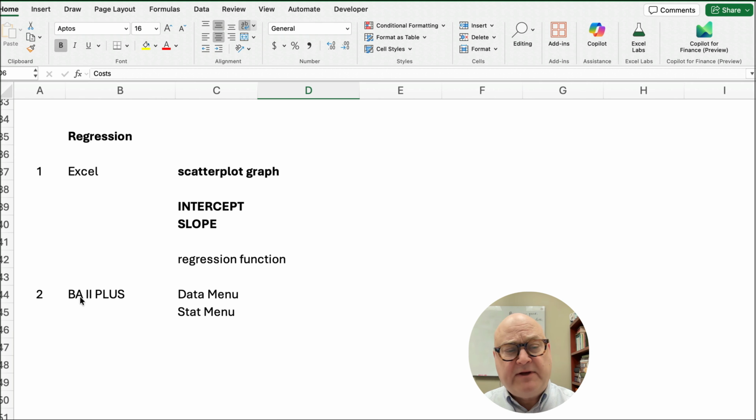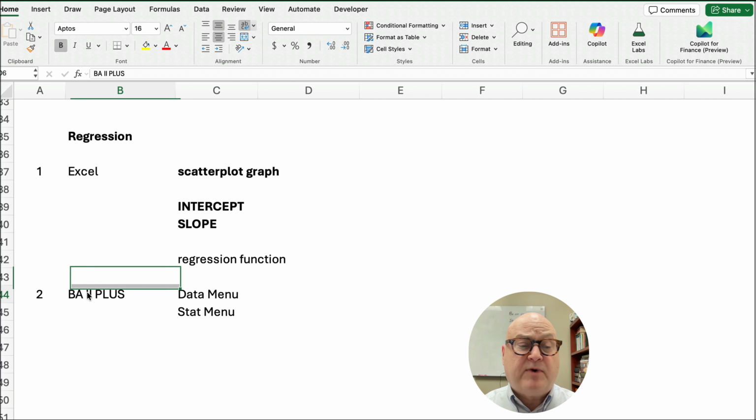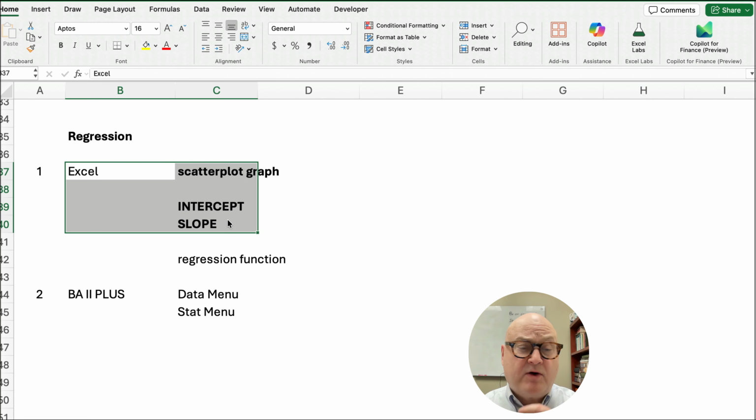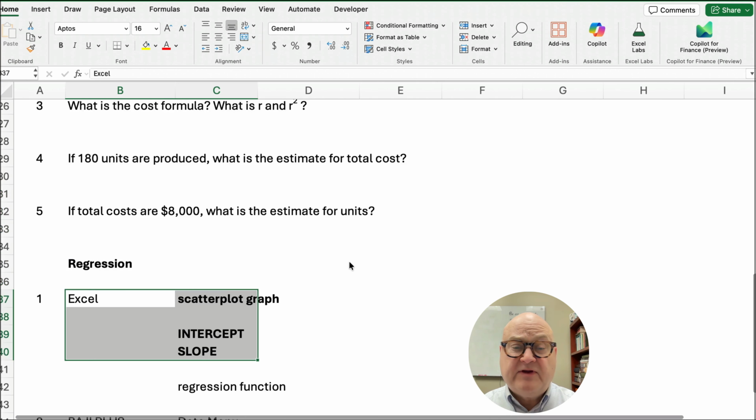Also, I think I probably need to do a video using the most common financial calculator, the BA II Plus. You can put the data in the data menu and then run it through the stats menu and get the same thing. So, if you're taking a test, then you'll probably use the BA II Plus. If you're doing it just at work or on homework, you can use Excel, and it's going to be really easy. So let's get started.